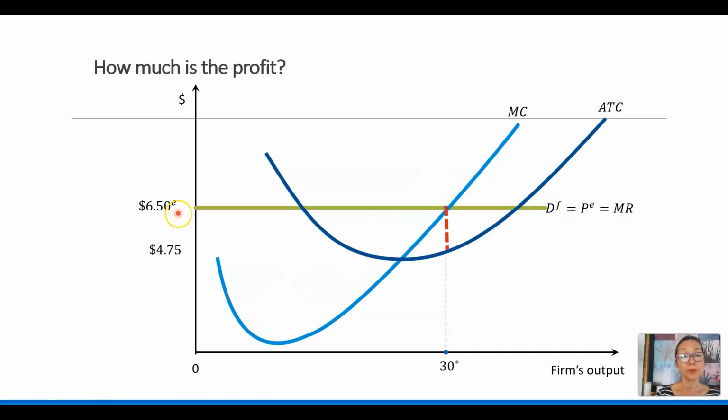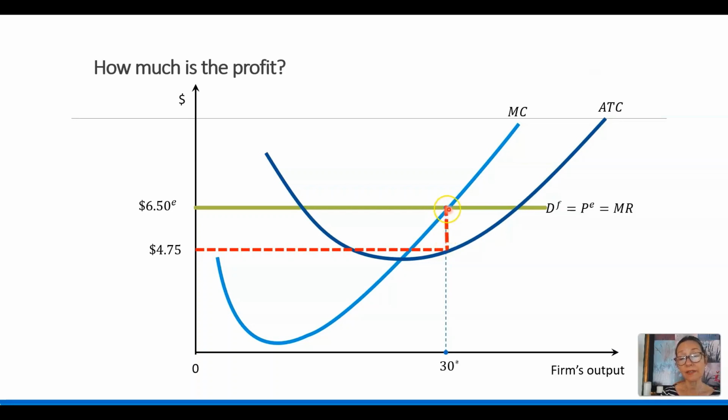So what we do then, here's $6.50. Here is where marginal revenue equals marginal cost. We're going to drop a line. This is how you're going to read it graphically, so learn how to do this. You're going to drop the line to the average total cost. And so now we see that for 30 plates of enchiladas, we are hitting our average total cost curve right here. We take this across to the vertical line, and it tells us that it is costing us $4.75 per plate for each plate of enchiladas that we produce.